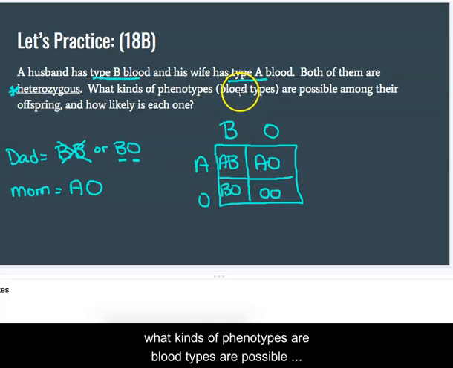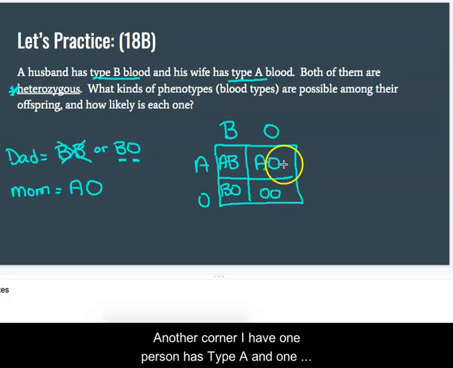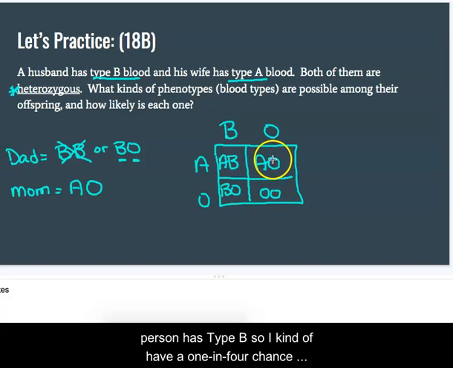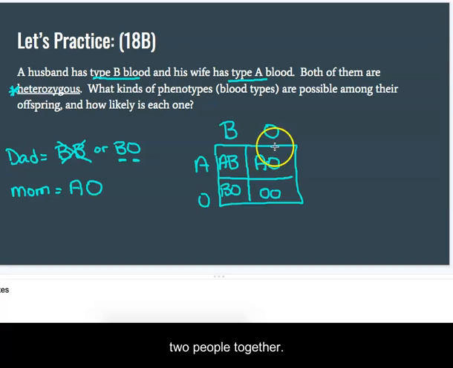What kinds of phenotypes or blood types are possible among the offspring? We can kind of create a ratio. I have one person that's AB. I have one person that's type O, on the other corner. I have one person that's type A and one person that's type B. So I kind of have a 1 in 4 chance of getting any one of the 4 blood types when I mix these two people together.